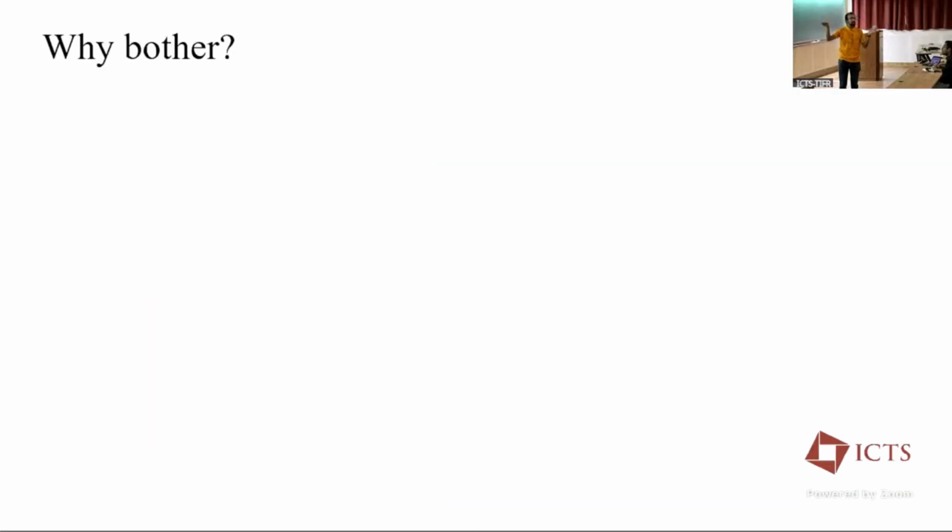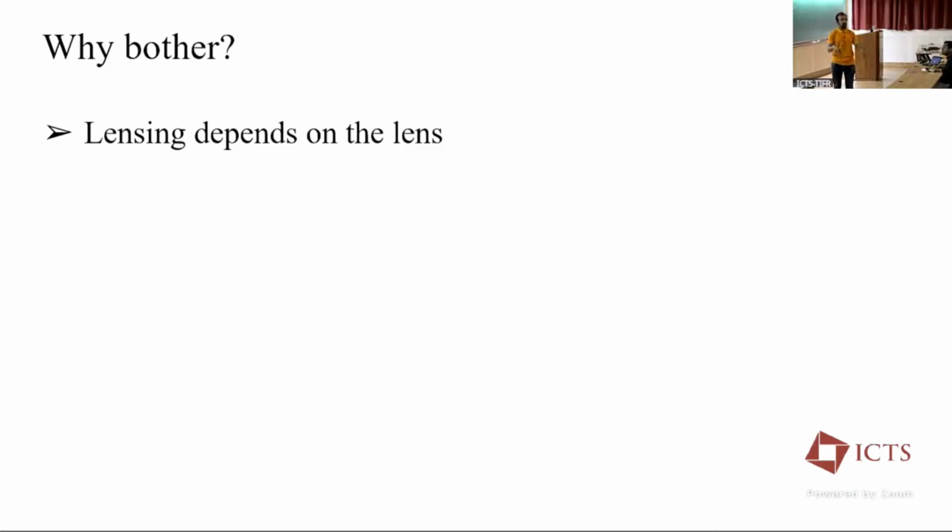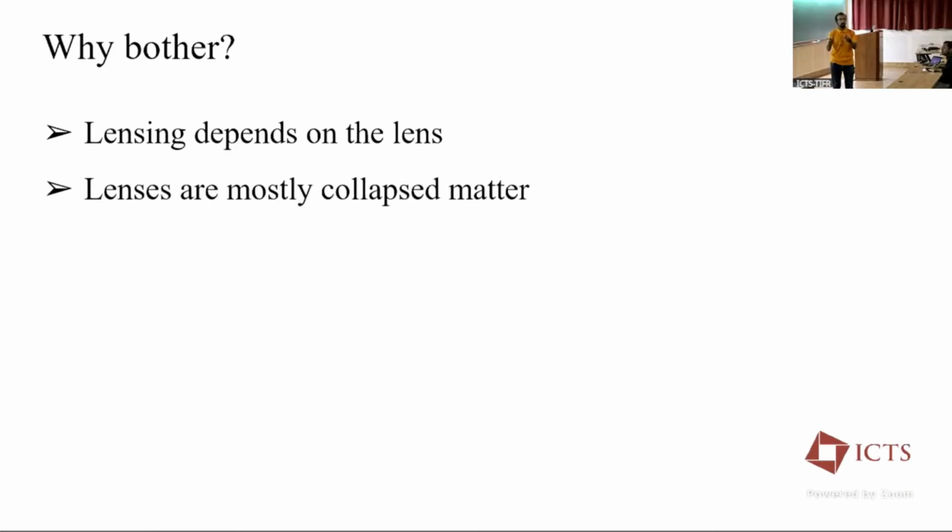So why bother studying all this? Well, there are many applications. I'm going to talk about one, which is very interesting, and it was developed here at ICTS. So lensing depends on the lens, right? Obviously. And lenses are mostly collapsed matter. I mean, what were all these things? There were galaxies, which were baryons and dark matter, which collapsed to form some structure.